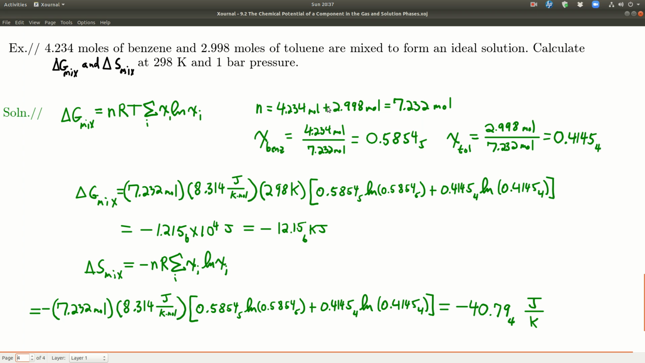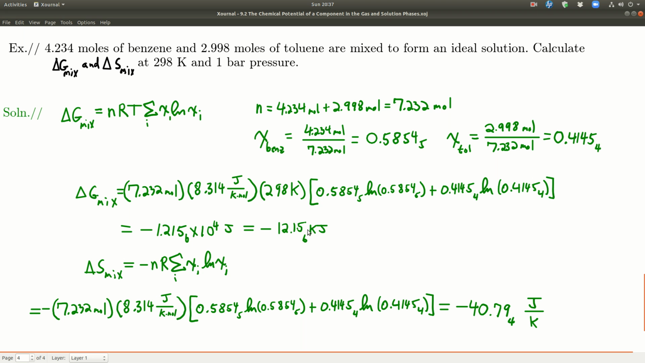So a little example here, we have this many moles of benzene, this many moles of toluene, mix them, form an ideal solution, and we just want to calculate delta G of mixing and delta S of mixing at 298 Kelvin and 1 bar pressure. So we have our equation for delta G of mixing. We're going to need the mole fraction of each component. So the mole fraction is just the moles of that component divided by the total moles. So adding up the moles of both components, we get this. Taking the moles of benzene, dividing by the total moles, we get the mole fraction of benzene. Likewise for toluene.